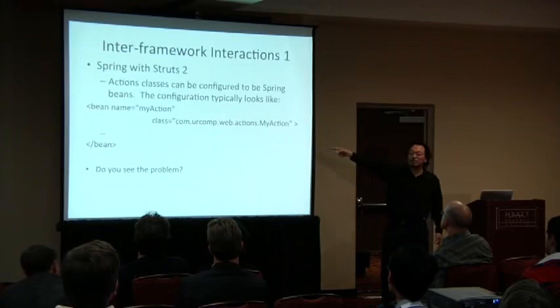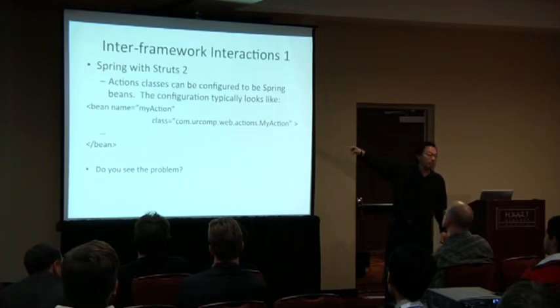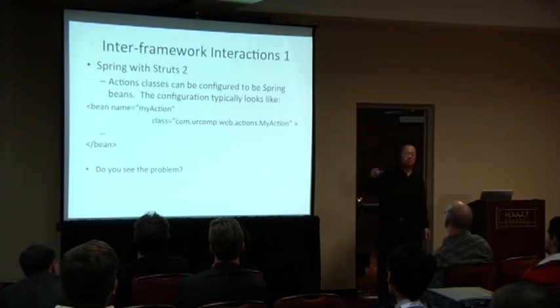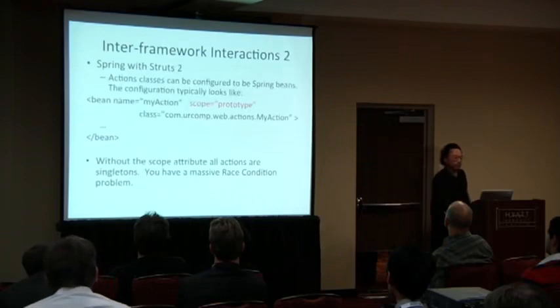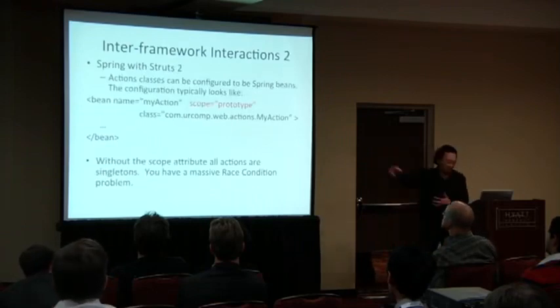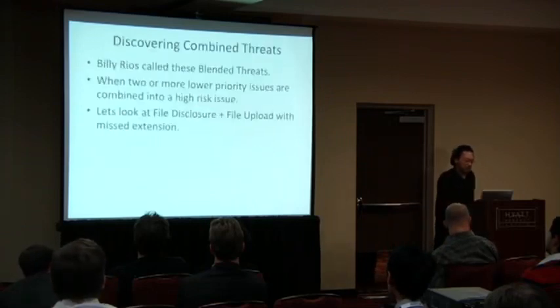Right. So what does that mean? You've made Struts2 now have the same race condition that Struts1 has by introducing Spring, because by default this turns it into a singleton. So any instance variables in that class are going to be problematic. The way you solve that is to make it prototype, so it instantiates a new bean every single time.